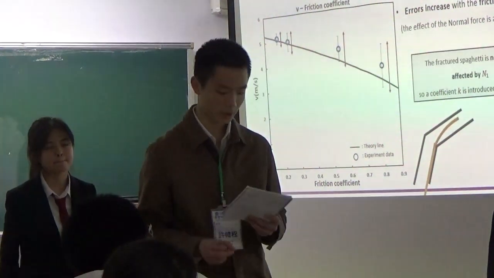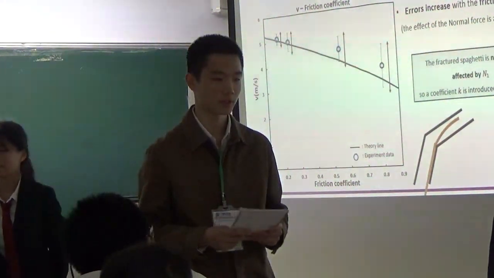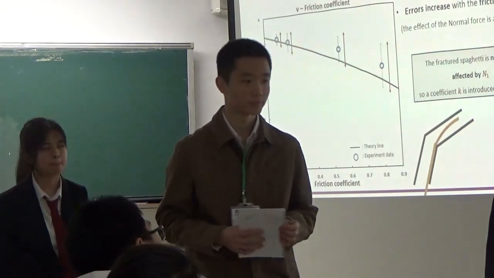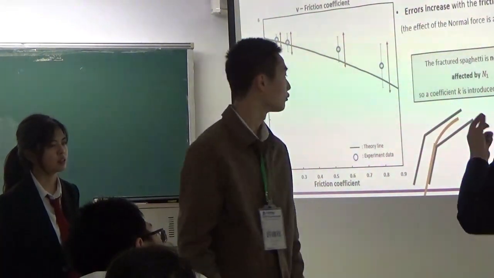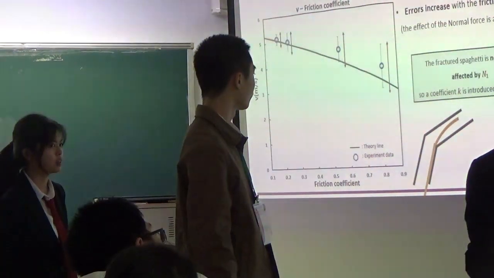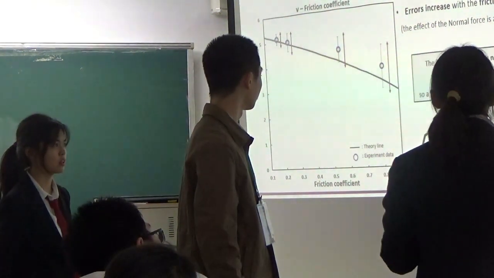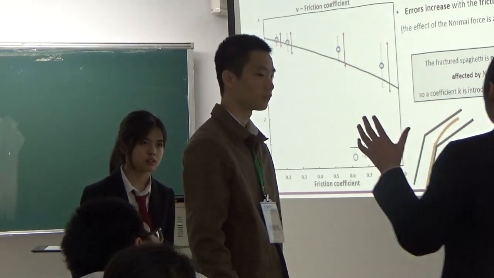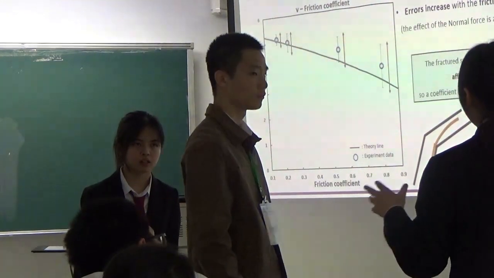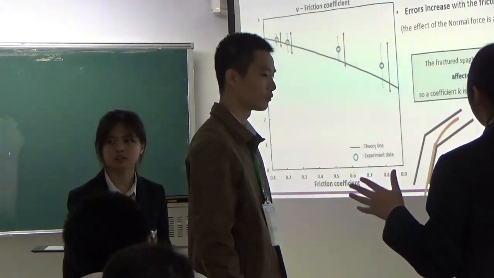What else do you think may cause energy loss? First one is the interference between the tube and the spaghetti, because I don't think it will be perfect, and the spaghetti will not be free of the tube beside it.